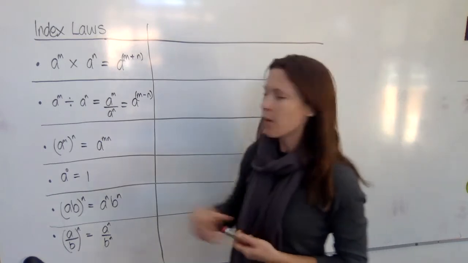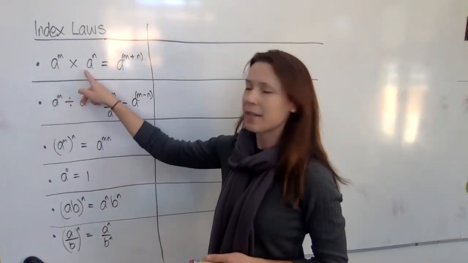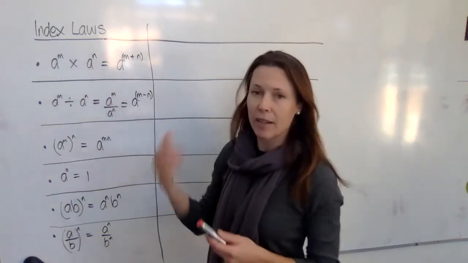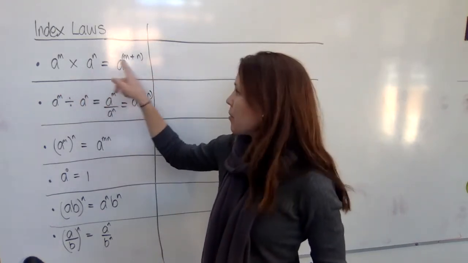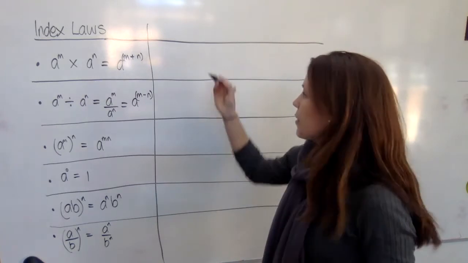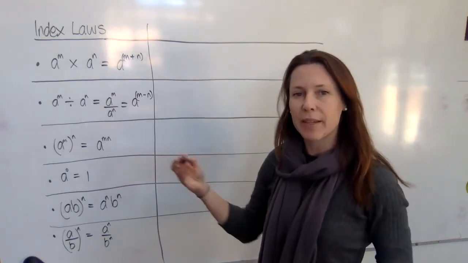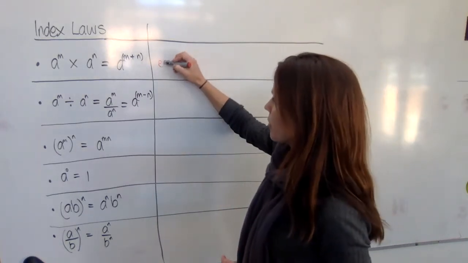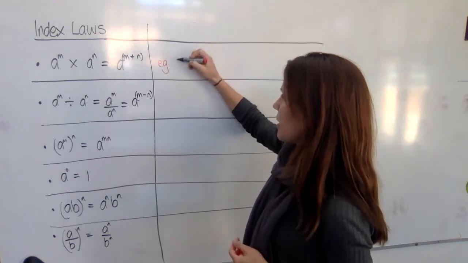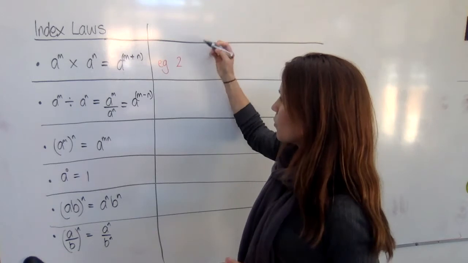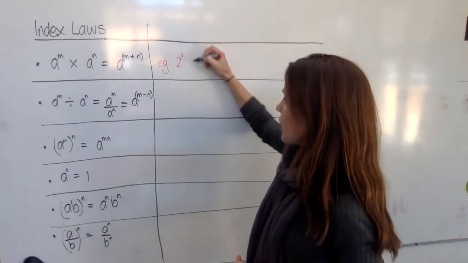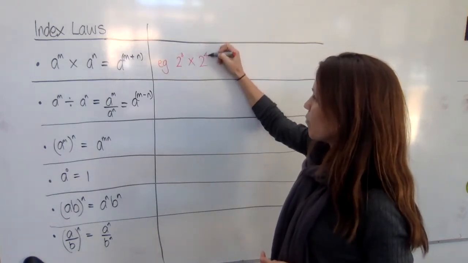Now with the first one, we're multiplying two powers and the bases are the same, but the indices are different. And the rule is that if we're multiplying and the bases are the same, then we add the indices. And if you forget this, you can always do a quick example to remind yourself why it works. Let's say we have anything. We can put a number here, or we can actually just put a letter. We could put, say, 2 to the power of 3 and multiply it by 2 to the power of 4.